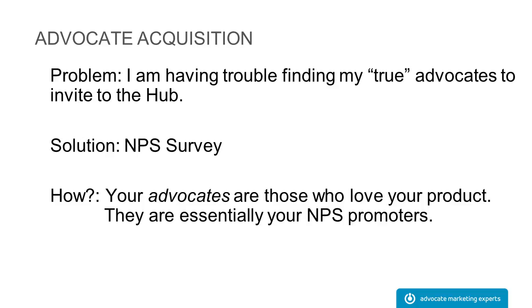And how can you find these people? By asking them to fill out the survey. How likely are you to refer or to recommend our product to a colleague or a friend? That is essentially the NPS survey. So if they give you a high score on NPS, they're likely a good candidate for your Advocate Hub. And if they complete this NPS survey in AdvocateAnywhere, they're automatically added into your Advocate Hub as a nominee. We'll go through how that works later.